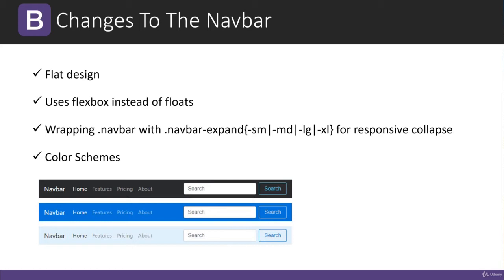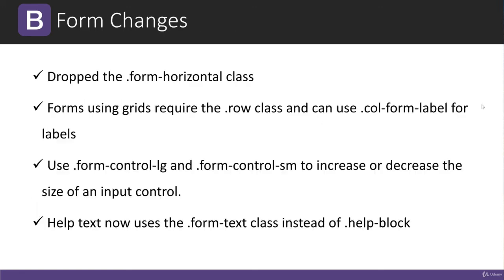There's also been changes to the Navbar. It now uses a more flat design, just like most of the other components. It also uses Flexbox for alignment as opposed to floats. And we can add different sizes in the Navbar expand class. What this means is that if we want the menu to collapse and be responsive on small screens, we can just do dash SM. If we want it on medium screens, we can do dash MD, as well as large and extra large. So it makes it more responsive. We also have some extra color schemes as well.